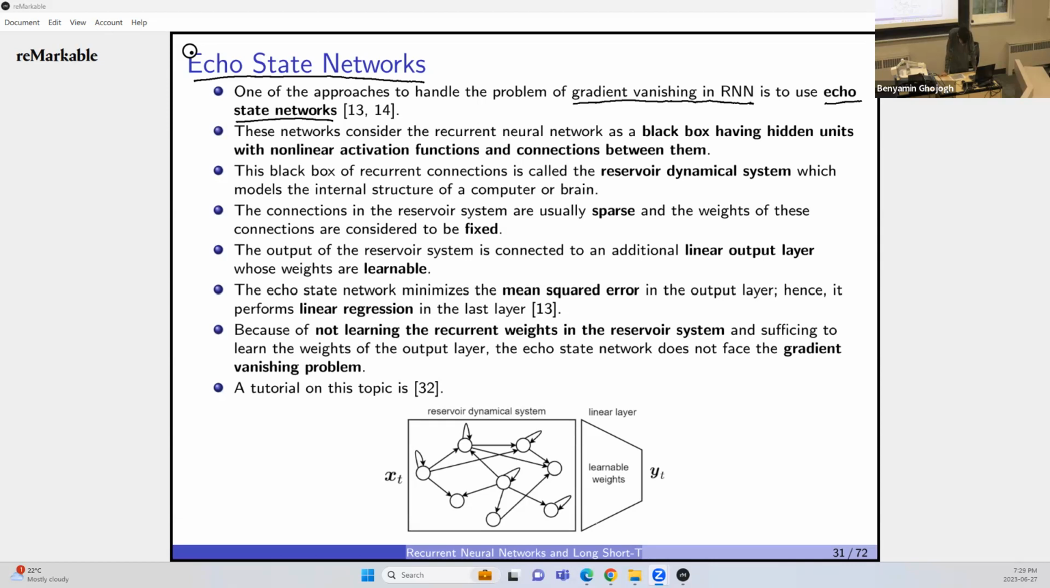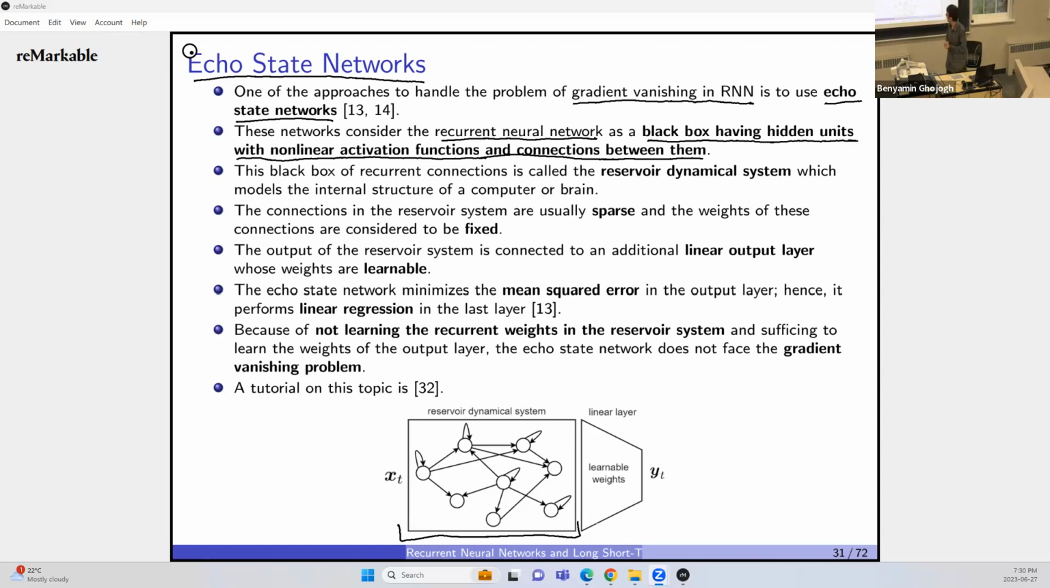References 13 and 14. These networks consider the recurrent neural network as a black box having hidden units with nonlinear activation functions and connections between them. Okay, so you can see it as this here. This is the black box of the recurrent neural network. You have various connections to each other, and you have a lot of recurrence in this box. So you see it as a black box.